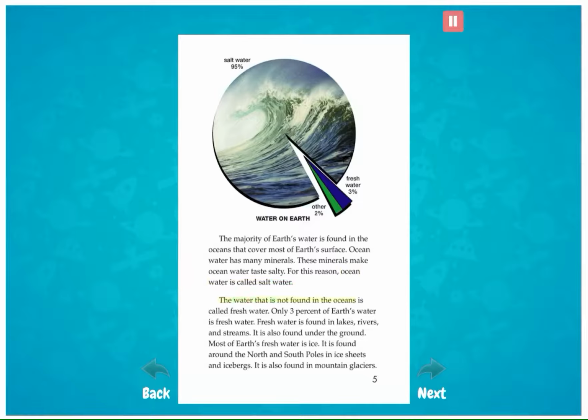The water that is not found in the oceans is called fresh water. Only 3% of Earth's water is fresh water. Fresh water is found in lakes, rivers, and streams. It is also found under the ground. Most of Earth's fresh water is ice. It is found around the North and South Poles in ice sheets and icebergs. It is also found in mountain glaciers.